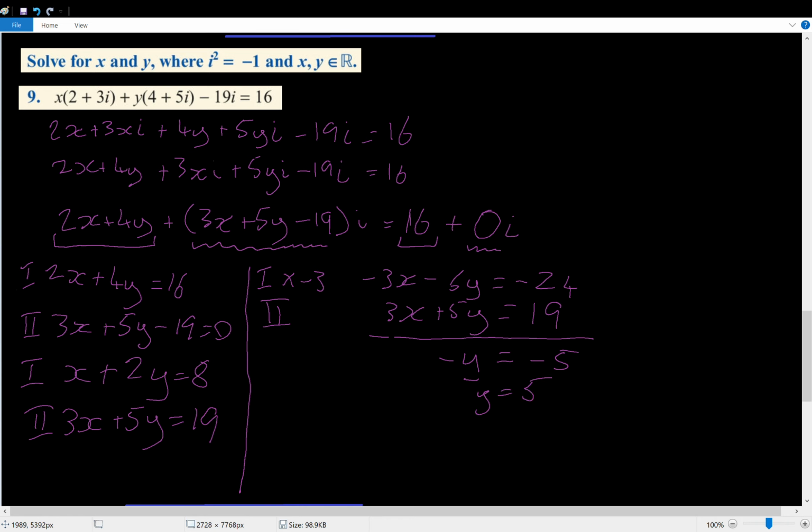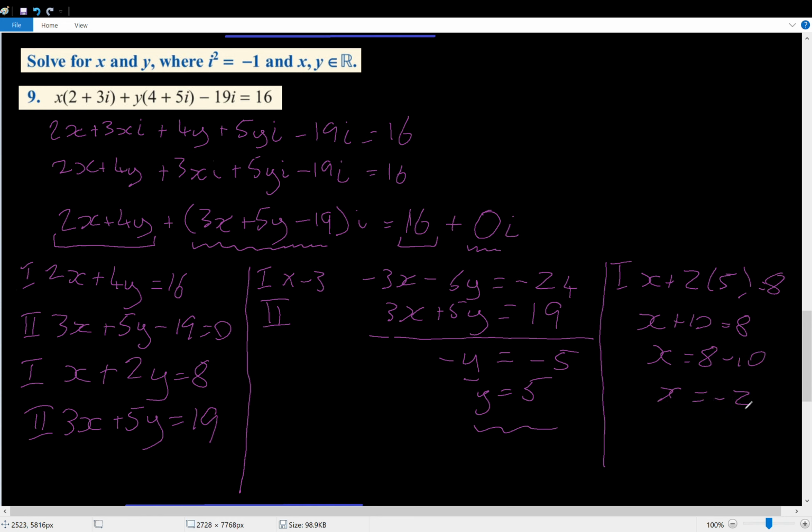And then in order to get our value for x, we're going to substitute our value for y back into our modified equation 1. So we're going to get x plus 2 times 5 is equal to 8. So that's x plus 10 equals 8. So x is going to be equal to 8 minus 10. x is going to be equal to minus 2. And that is that.